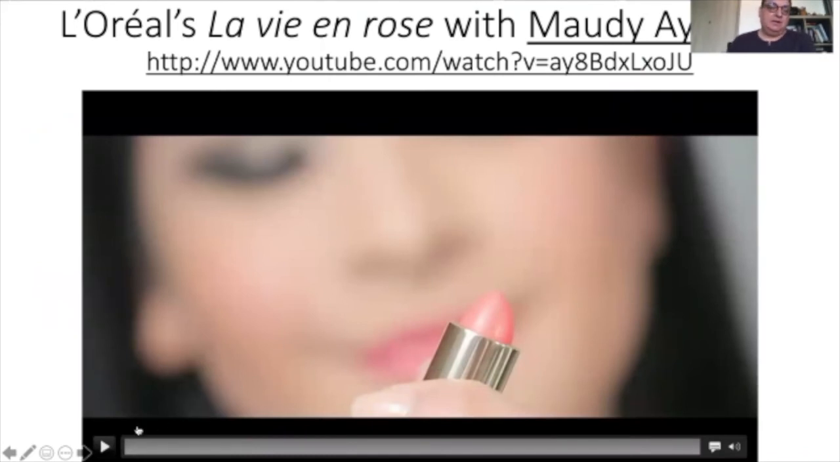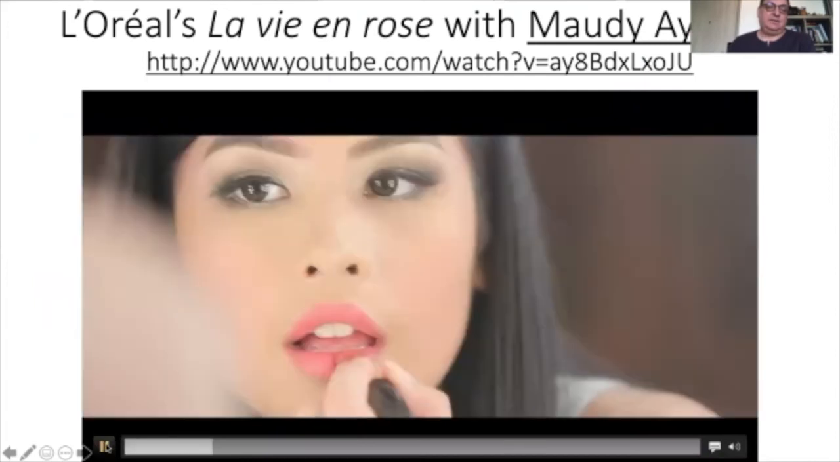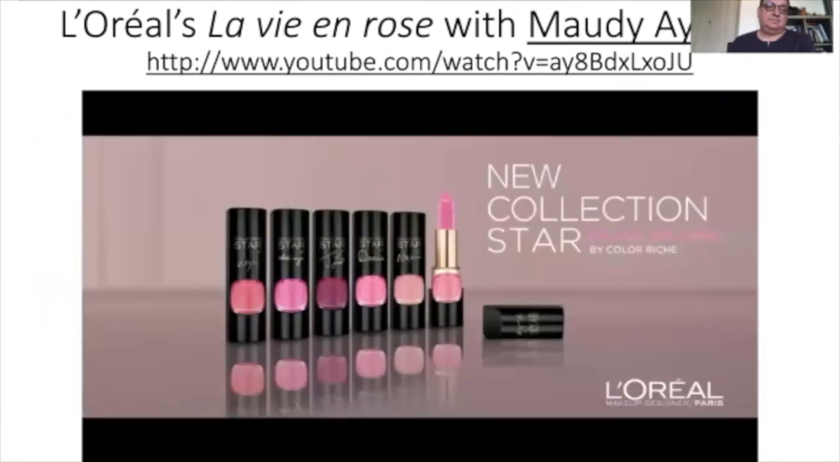This is a L'Oreal ad. Color-rich collection star Love Young Rose dari L'Oreal makeup designer Paris.